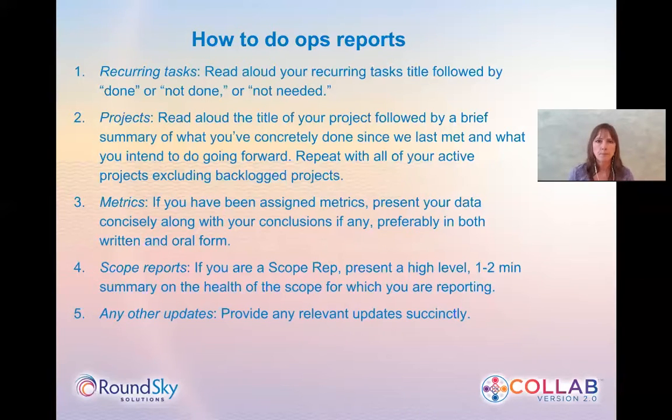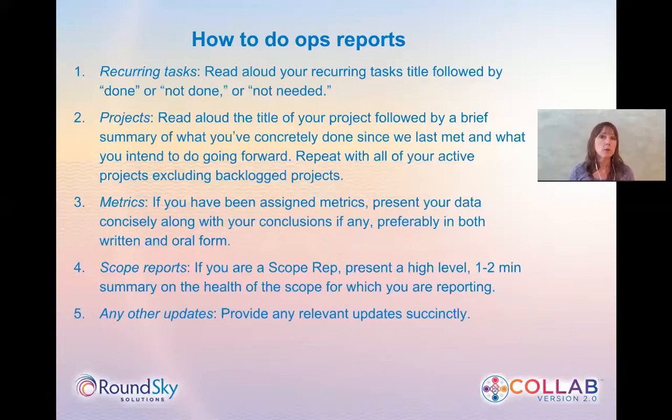So during the ops reports, the facilitator, scribe, and scope members all have different jobs to do. I'll start first with introducing what the facilitator is doing. The facilitator leads each scope member one at a time through the process of reporting succinctly on all the recurring tasks, projects, and metrics, and scope reports if they are a scope rep. Scope members are each looking at and following along with the updates by viewing the ops tracker.